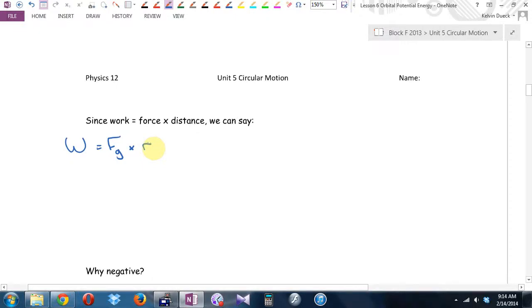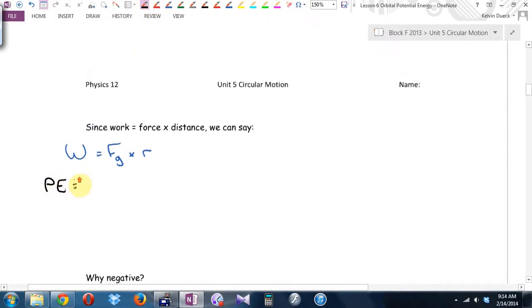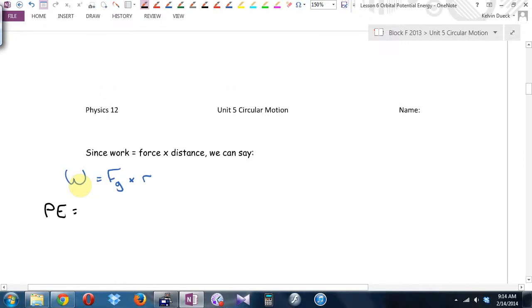Now, if we're talking work against gravity, really, that's potential energy. Right? When you were doing work against gravity on the Earth, Riley, it was mgh. Can we go with that here?